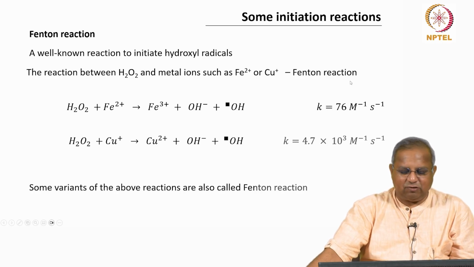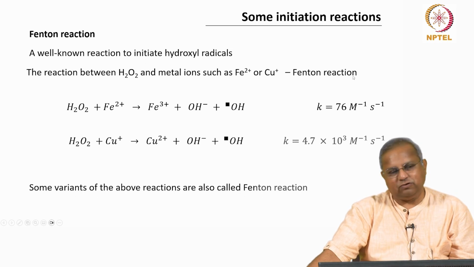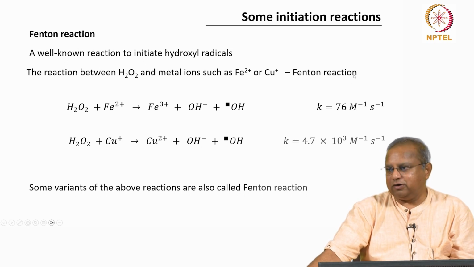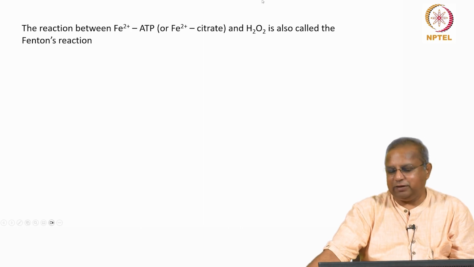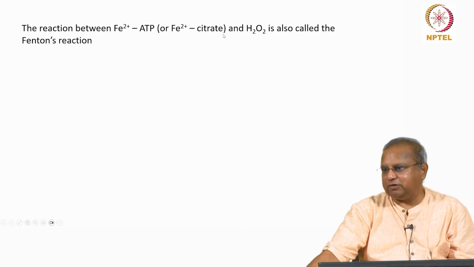Some variants of the above reaction are also called Fenton reactions. We will see some in the context of a problem. For example, the reaction between iron ATP, a complex of ferrous ATP, or ferrous citrate, and hydrogen peroxide is also called the Fenton's reaction.